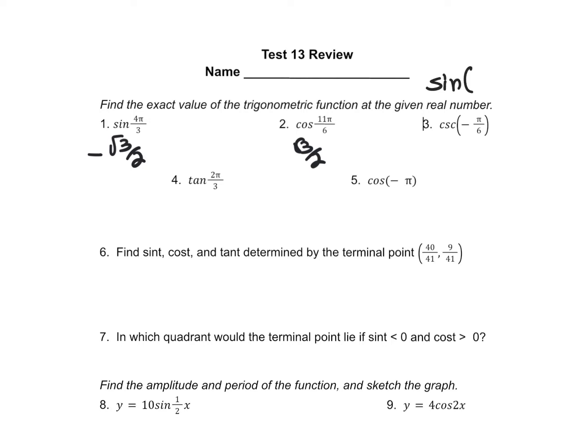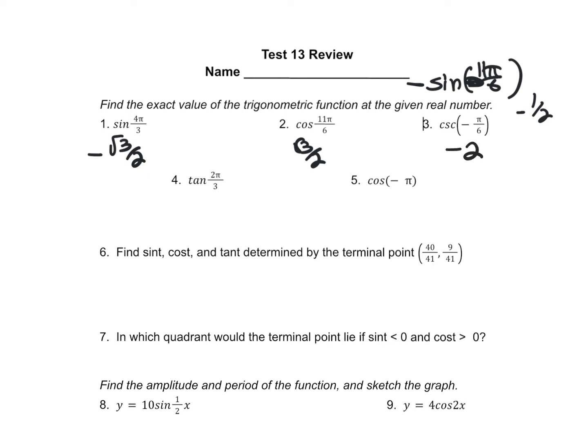Okay, cosecant negative pi over 6. I don't know cosecant, so I'm going to change that to sine negative pi over 6. And remember now, if you see a negative, you can put the negative in the front if it's sine and just drop it inside. So I'm thinking sine pi over 6, which is a half. 11 pi over 6 is quadrant 4, which would be negative a half. So if I do the reciprocal of that, that's going to be negative 2.